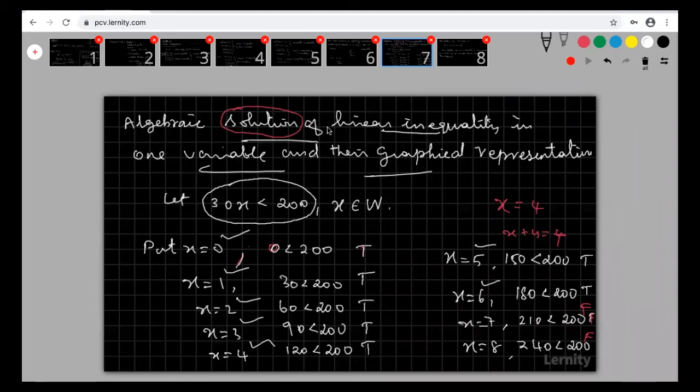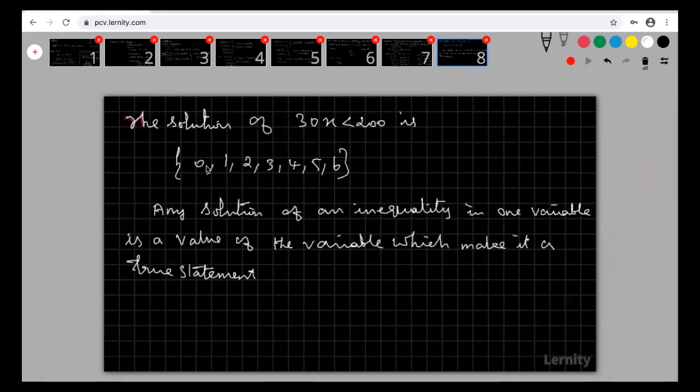Okay, so the collection of x: 0, 1, 2, 3, 4, 5, 6 is the solution set of this inequality. So any solution of an inequality in one variable is a value of the variable which makes it a true statement.